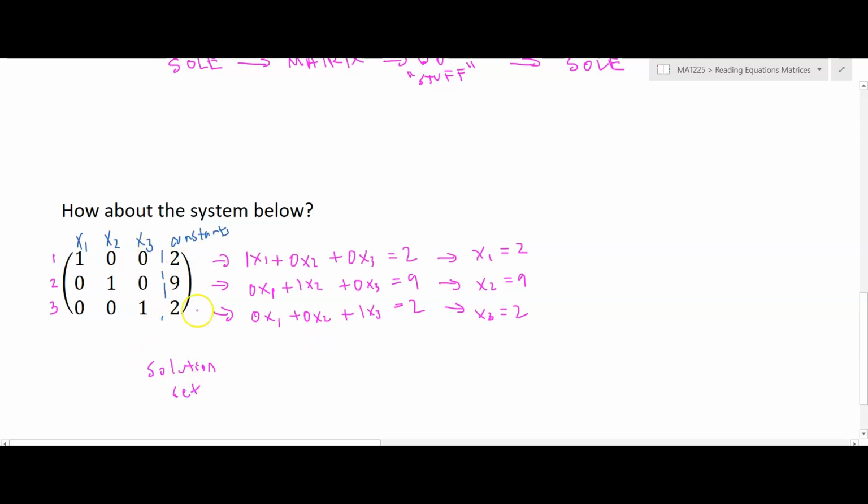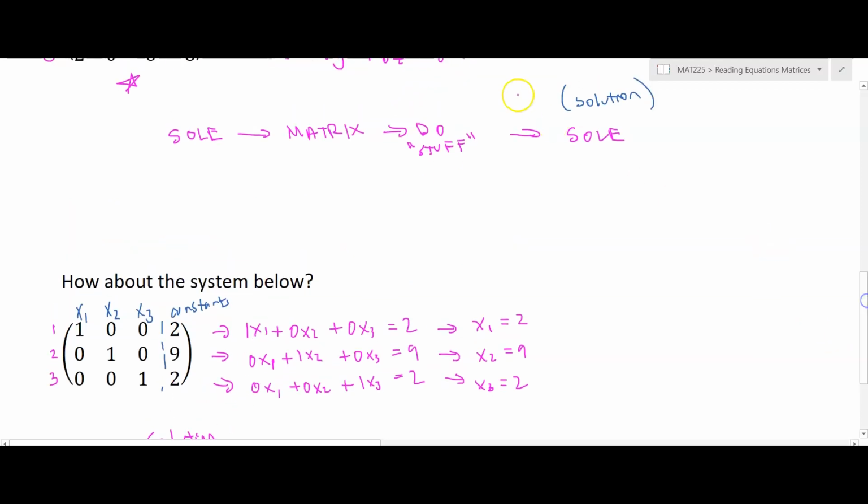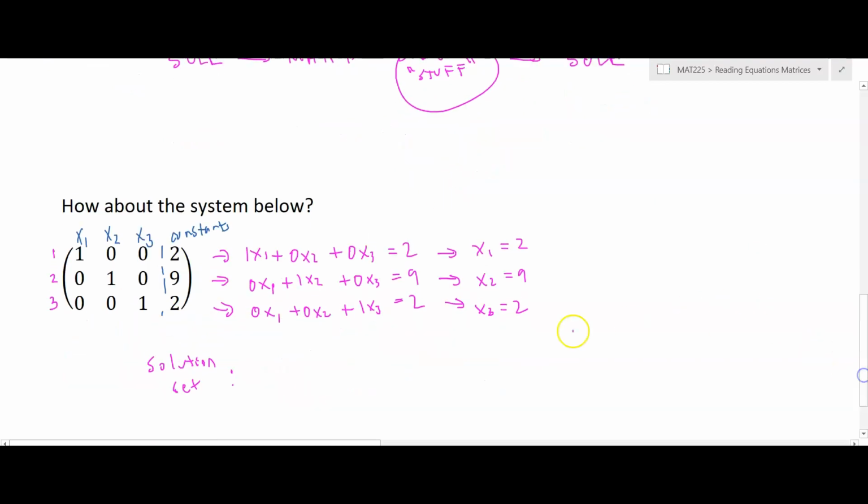And the solution set to whatever system was originally being represented, let's just suppose that back in our previous step there's some do stuff component, and this is the result of that do stuff. And therefore, our solution set could be listed in a couple of different ways. We could say that the ordered triple, we call this an ordered triple. Why do we call it that? Well, because the values are ordered in a certain way, x1, then x2, then x3. It's a triple because there's 1, 2, 3 values. And the ordered triple is going to equal 2, 9, 2.